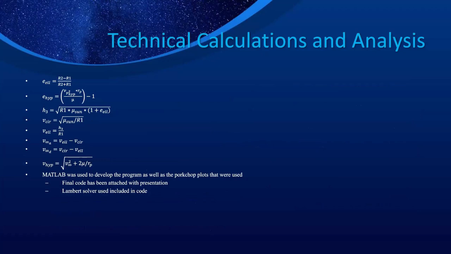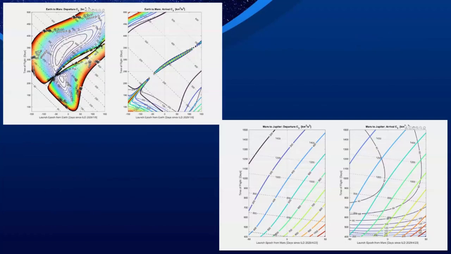Okay, so here we have some of the major formulas that were used along with the flowchart that was provided to generate the computer program. We did all of our coding in MATLAB, and all of the pork chop plots were also developed in MATLAB. Those are provided below in the appendix. The Lambert solver that we used was also provided in the code below. If we could get the next slide.